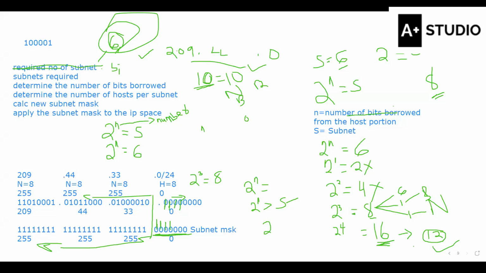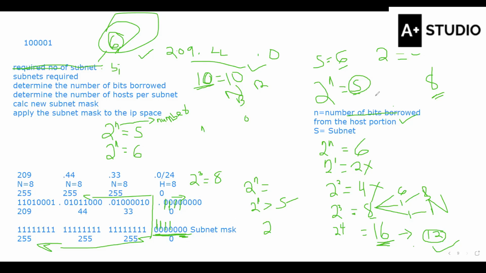Which means N is the number of bits borrowed from the host portion, from this side. And S is the subnet that we are creating. At the moment we borrow bits from the host portion, we are creating a network. With the formula, when you borrow bits from the host portion, you are creating a new network. Lisa, I hope it is clear.